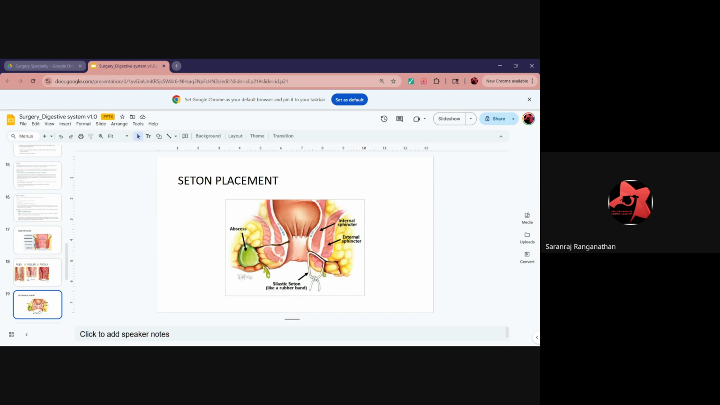Then seton placement means, for the fistula, they can place a seton. A seton is a thread-like rubber band they will place, so it will control this opening. If we leave it like this, the fistula may cause an abscess, infections, or some other abnormalities. To avoid that, they will give this treatment.